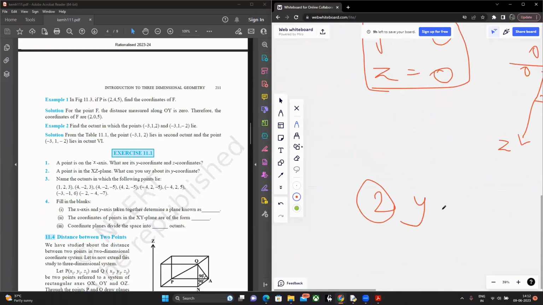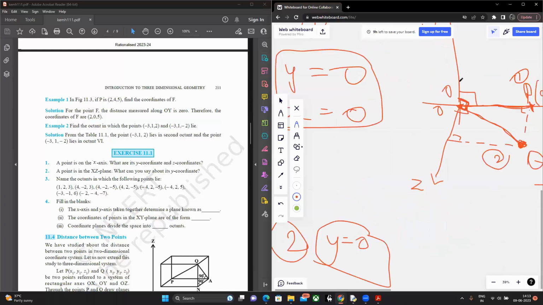Therefore, for the second question, the y coordinate is 0 if it lies on the xz plane. This extends to the other two planes also. If your point is on the xy plane, its z coordinate is 0. If your point is on the yz plane, the x coordinate is 0. That is the general statement, and that's supported by geometry.